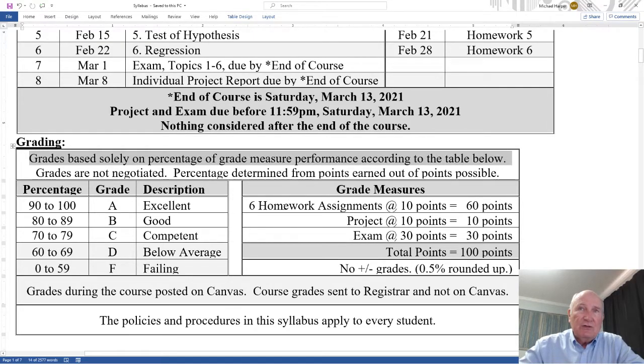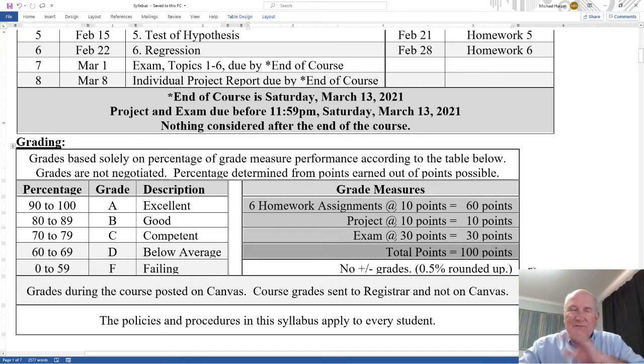In other words, your grade is based solely on how well you do on these assignments. Participation doesn't matter. How hard you work doesn't matter. How many times you've taken the course. Just your performance on these measures, that's where your grade comes from. And so I want to emphasize that.